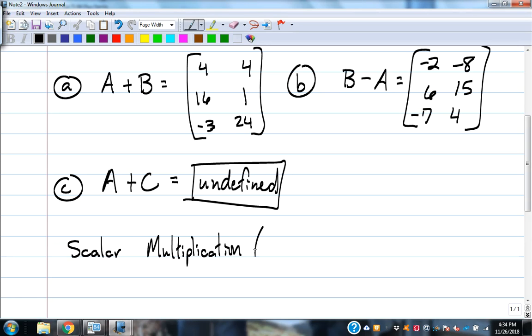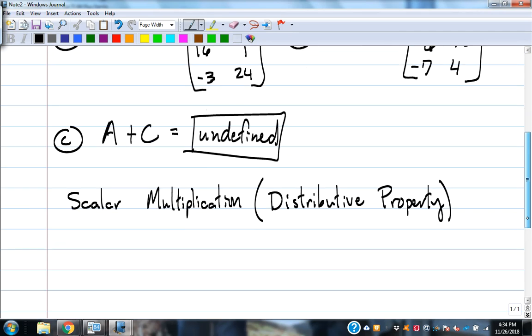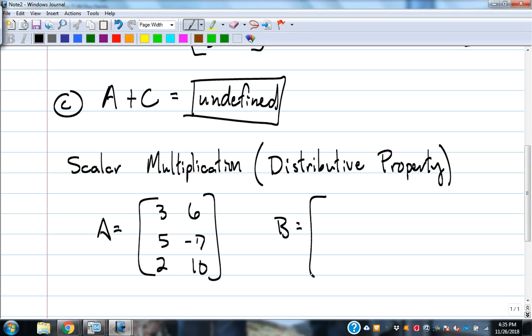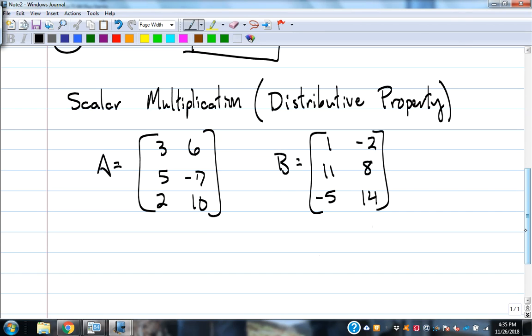Scalar multiplication, what I want you to think about there is distributive property. It's taking a matrix, and I'm going to leave the same matrix that we've already got typed in for matrix A, and matrix B. It's the same ones that we just used. I'm not changing them just because it takes longer to type them in.